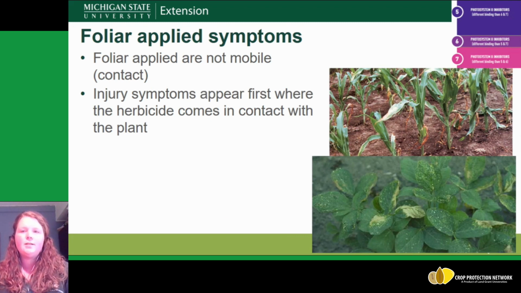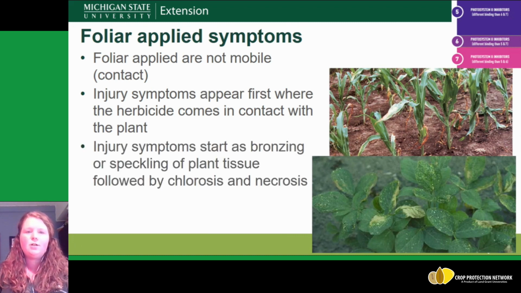And then the corn plants in the top part of your screen, you can see only the older leaves are showing symptomology because those are the leaves that were out at the time of herbicide application, and then the newer leaves will be green. So remember, these herbicides don't translocate or move throughout the plant. So only the plant tissue that was there at that herbicide application will have the damage on it.